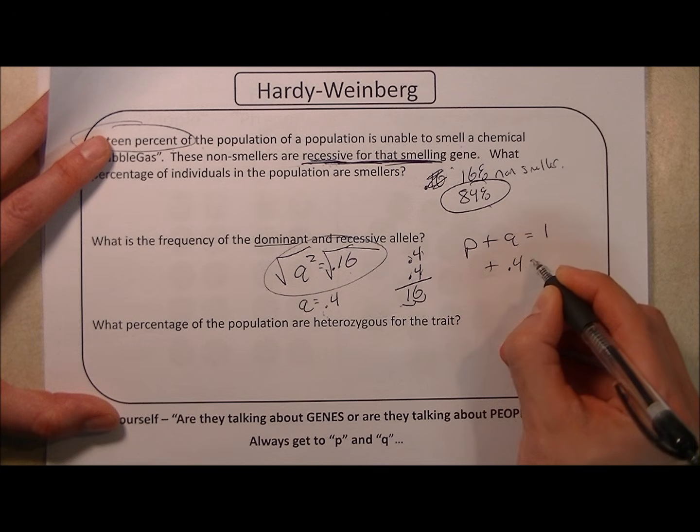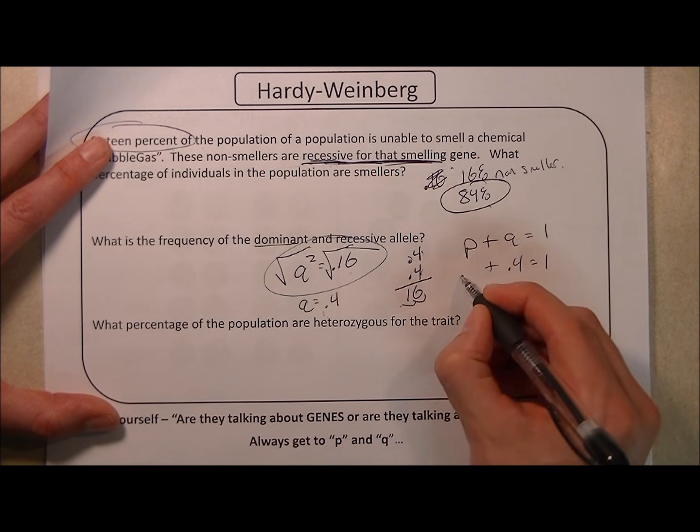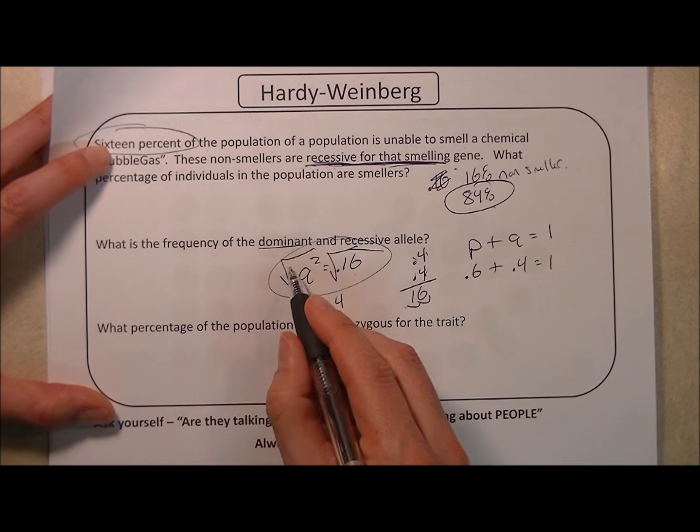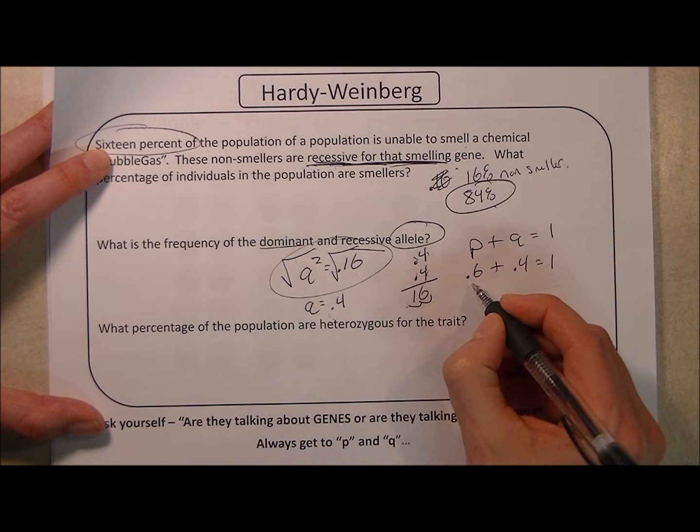Now, again, if q is 0.4, I know that p plus q equals 1. So q is 0.4. So I know p has to equal what? What plus 0.4 equals that? It's 0.6. So there we go. What is the frequency of the dominant allele? 0.6.